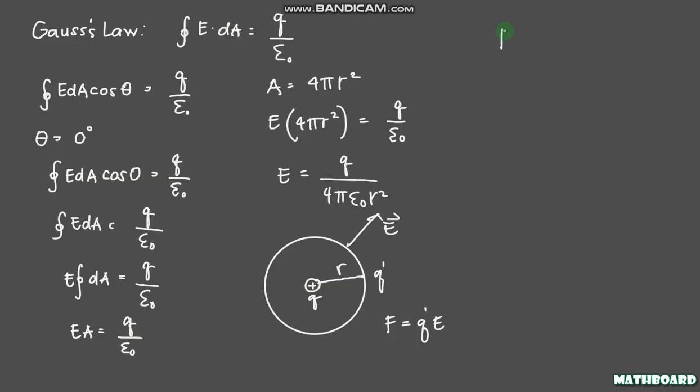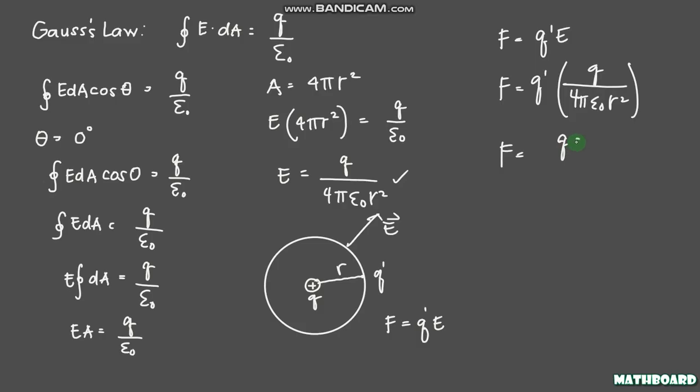So from this equation, we can now derive Coulomb's law. We simply replace E by this one. So we have force is equal to Q prime times the value of E, which is Q over 4 pi epsilon sub 0 r squared. And finally, we now have Coulomb's law: F equals Q Q prime over 4 pi epsilon sub 0 r squared. So this is our Coulomb's law.